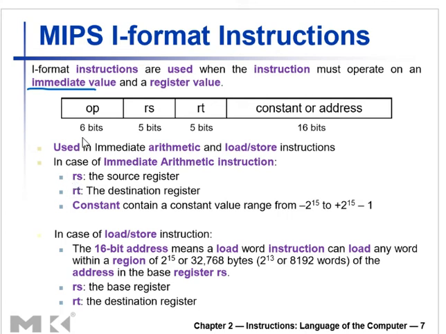Okay, so let's look into the fields. What are the fields you have in the I format instruction? The same opcode with 6-bit, and then RS with the 5-bit and RT with the 5-bit. There is no RD, and the rest of the 16 bits are for the constant. Sometimes constant, sometimes address. So RS is the source. Here RT is the destination. RT means your destination. Here another one, constant. You have 16 bits for the constant.